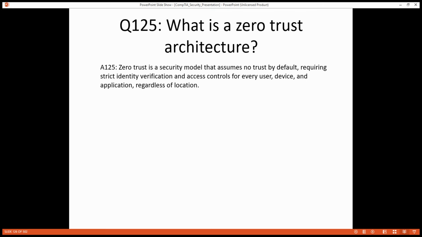Q125. What is a zero trust architecture? A125. Zero trust is a security model that assumes no trust by default, requiring strict identity verification and access controls for every user, device, and application, regardless of location.